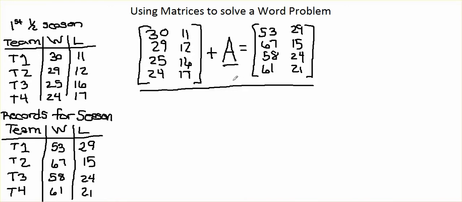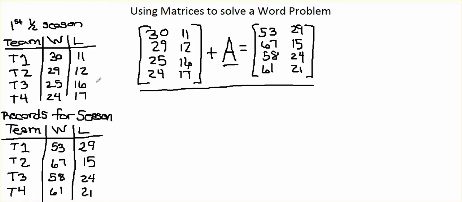So let's take a look at a word problem. In this word problem, we're being asked which team had the best record for the second half of the season. And we're given the wins and losses of each team for the first half of the season in this table. And we're given the overall records for each team for the season in this table here. And we can take the records for wins and losses for each team and represent them as a matrix.